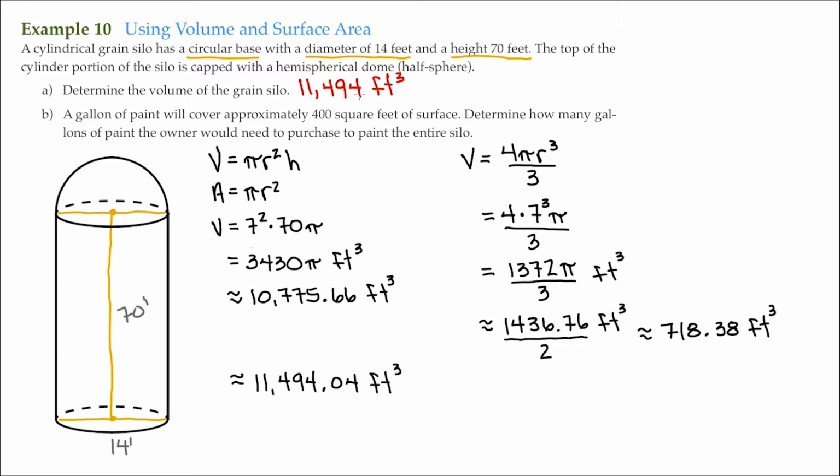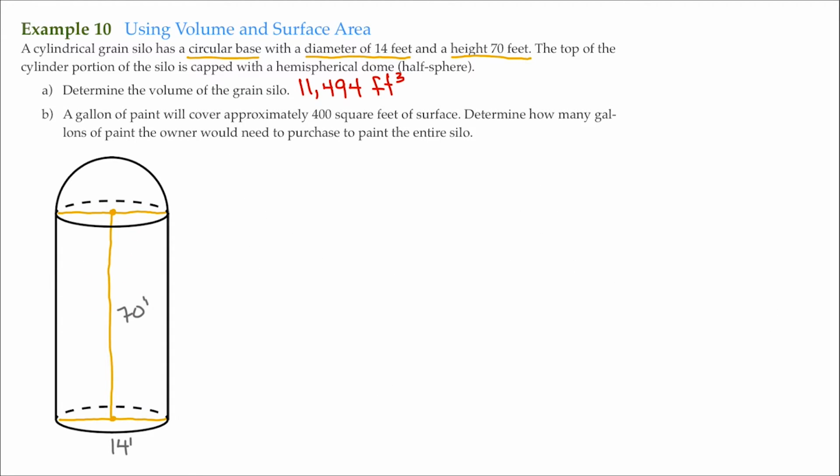B says a gallon of paint will cover approximately 400 square feet of surface. Determine how many gallons of paint the owner would need to purchase to paint the entire silo. So now we have to find the surface area of the silo. So the surface area for a cylinder, again, we'll be finding 2 dimensions. We'll find the surface area for the cylinder, and then we'll find the surface area for the hemispherical dome up here.